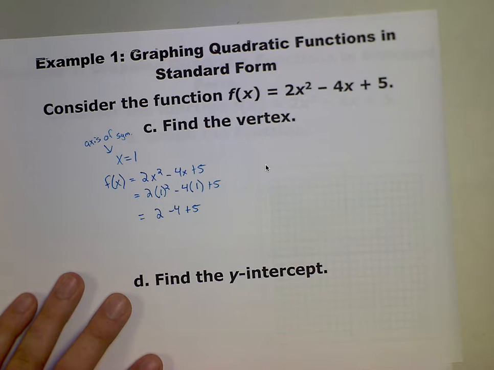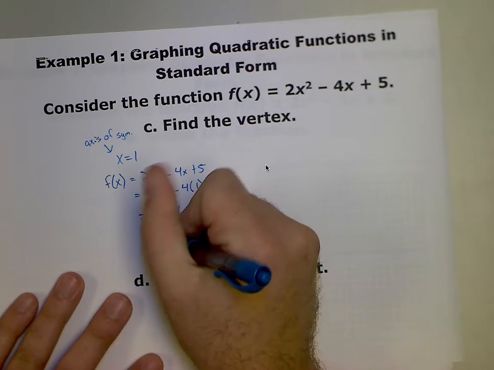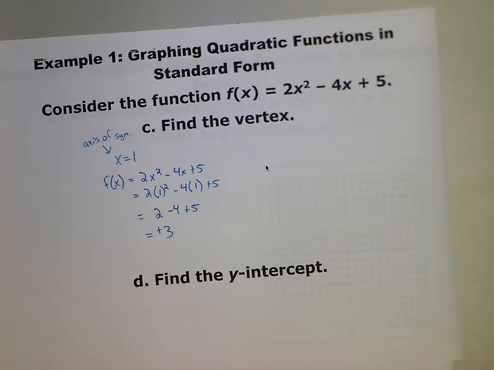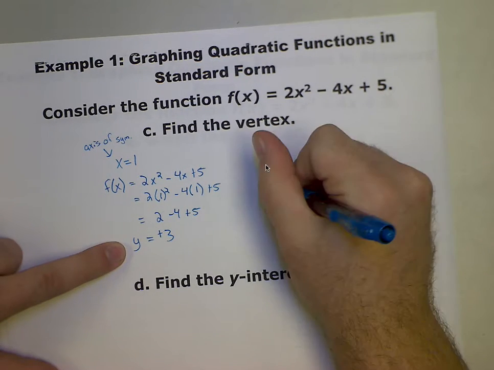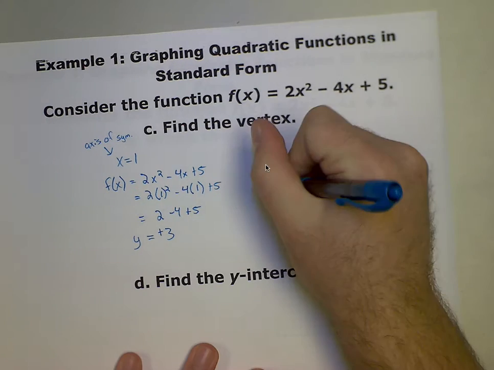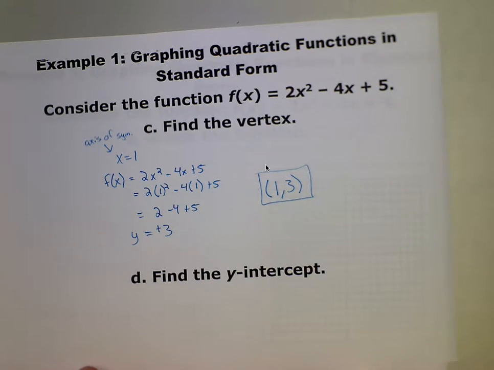Now we need to add these together, so 2 minus 4 is going to give me a negative 2, plus 5 will give me a positive 3. And again, that's our y coordinate, or that f of x. Those are the same notation. We've been working with those for a while. So I have x is 1, y is 3, so the coordinates for my vertex are 1, 3. And again, I want to write that final piece kind of like we have the equation for axis of symmetry. I need that final step there.